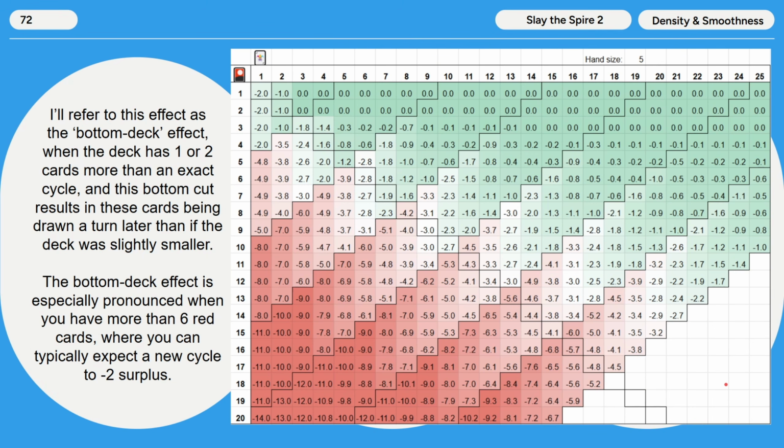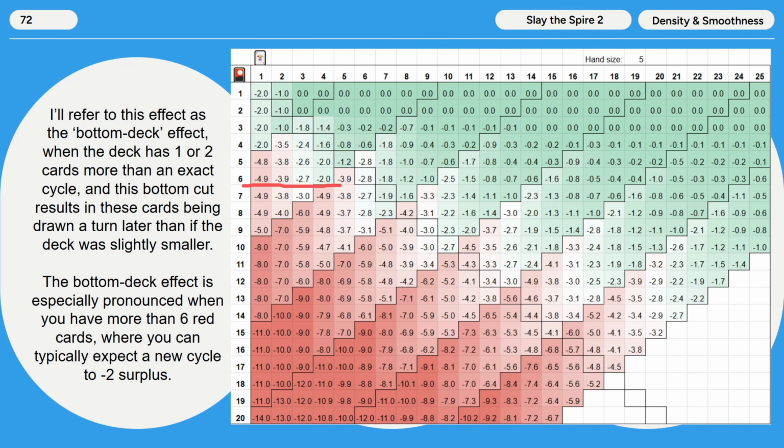So I'm going to refer to this as a bottom deck effect, where a deck has 1 or 2 cards more than an exact cycle, and this bottom cut results in these cards being drawn a turn later than if the deck was slightly smaller. But the bottom deck effect is really pronounced when you have more than 6 cards, when you can typically expect a new cycle to be -2 surplus.